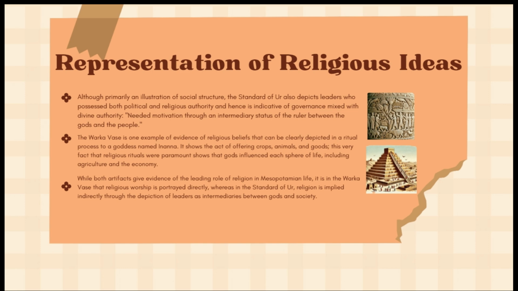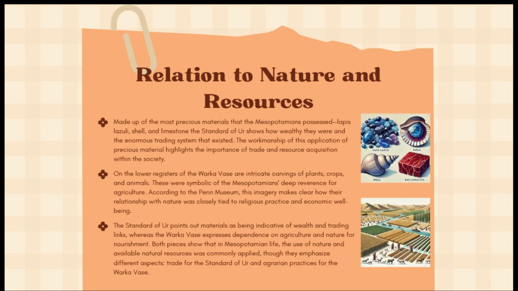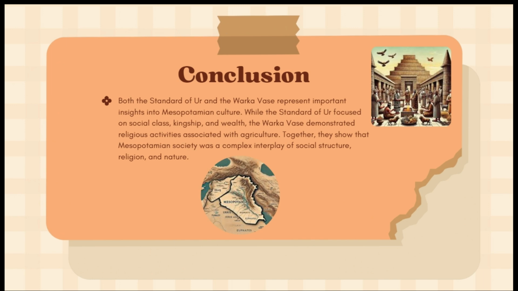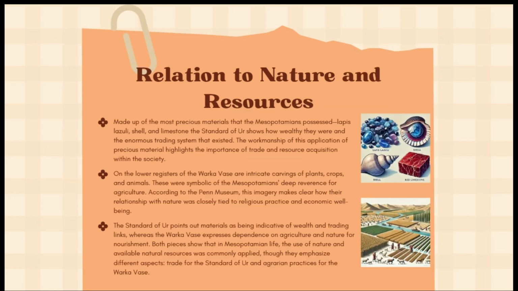Relation to nature and resources. The Standard of Ur is made up of the most precious materials that the Mesopotamians possessed: lapis lazuli, shell, and limestone. It shows how wealthy they were and the enormous trading system that existed. The workmanship of this application of precious material highlights the importance of trade and resource acquisition within the society.